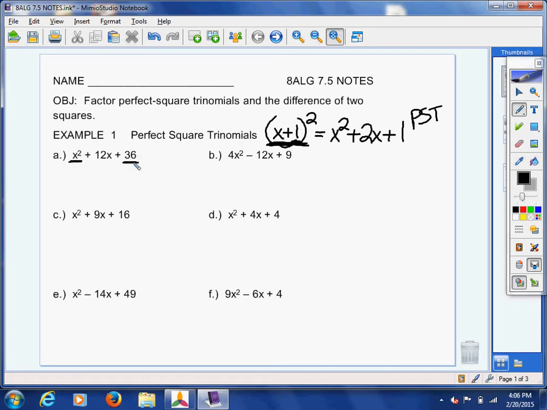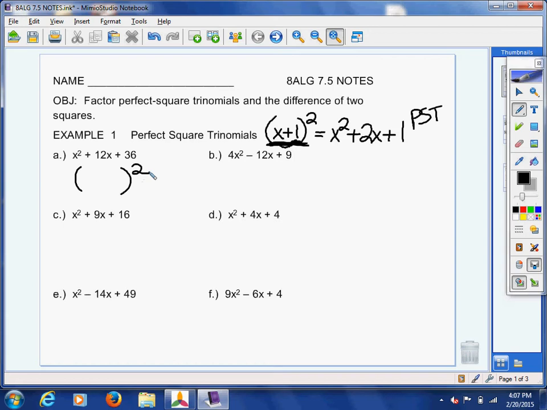The last number has to be a perfect square. The last number also must be positive. If it's not positive, it is not a perfect square trinomial. It's just a regular trinomial that looks like a perfect square trinomial. It is just not perfect, okay? So if we think we have a perfect square trinomial, this is your shortcut. Then if it is, it should be originally some binomial that you squared to get that trinomial.